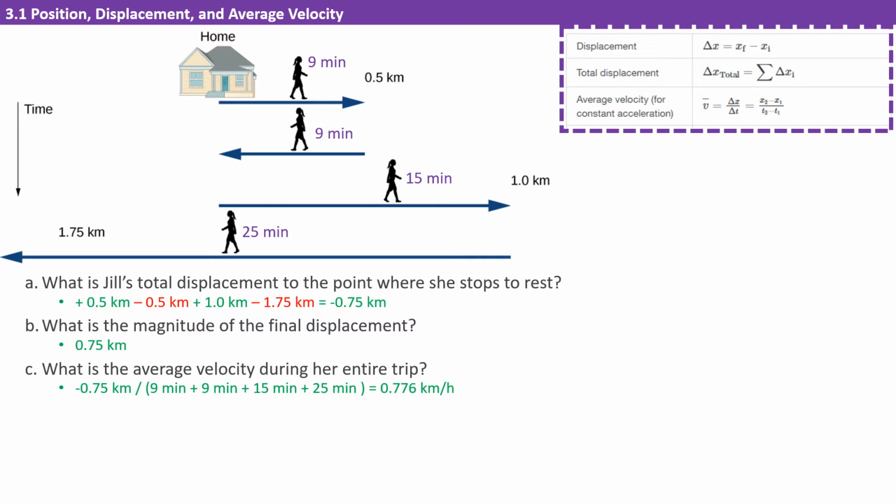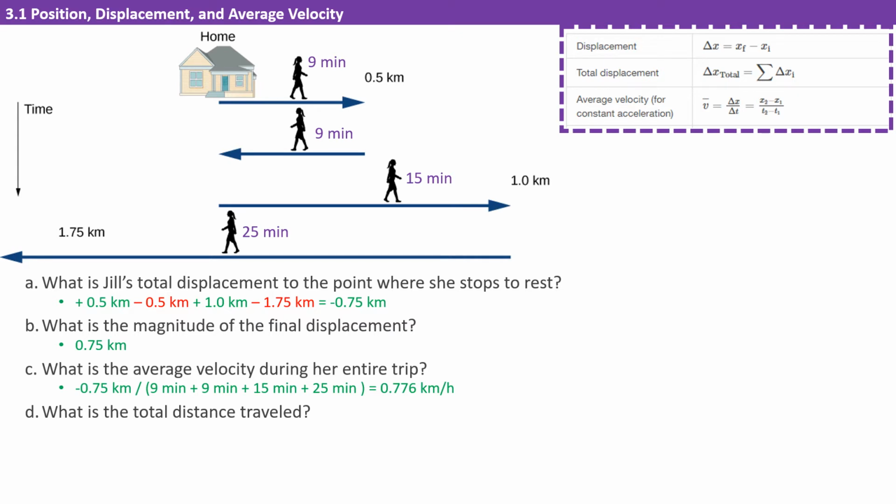of the times. Now you'll notice that I have 9 minutes to the right, 9 minutes to the left, and then the person takes 15 minutes to go the 1 kilometer and 25 minutes to return back the other direction, 1.75. So 9 plus 9 plus 20 plus 15 plus 25. And then also notice that I'm converting from minutes over to hours so that my answer comes out in kilometers per hour.